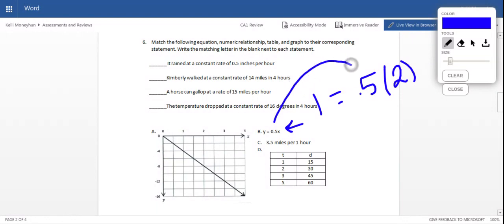Does this equation match? Are they in the same spots? Okay, they're the same, so that means that it works. So go ahead and look at the other ones, pause and solve.